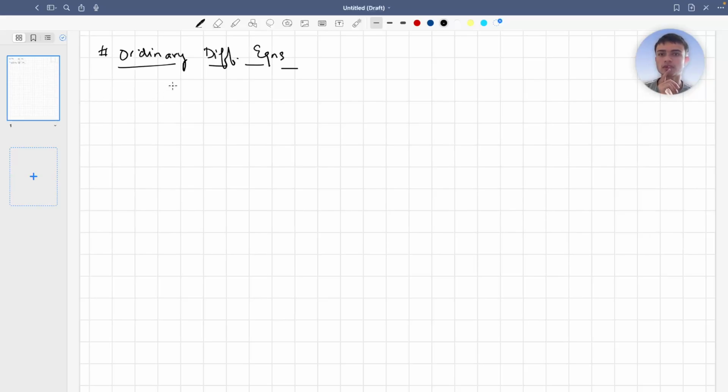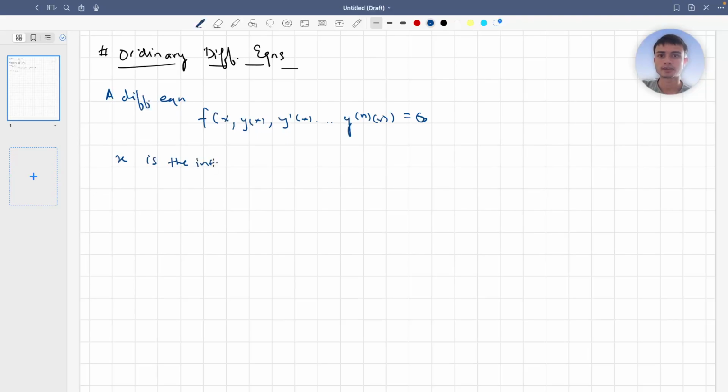Well, if I have an equation of the form, let me change the color first. So if I have a differential equation of the form f, that is a function of x, y of x, y dash of x, and so on, y n of x, where n is the nth derivative of y, then it's called a differential equation.